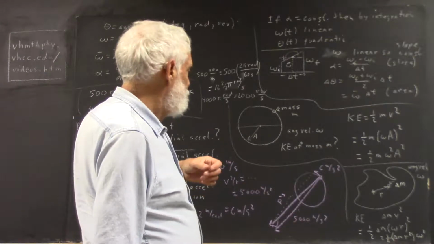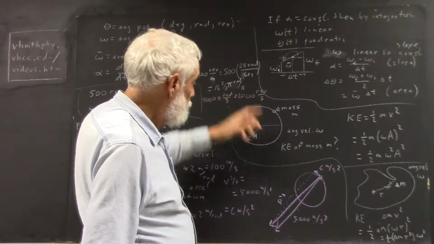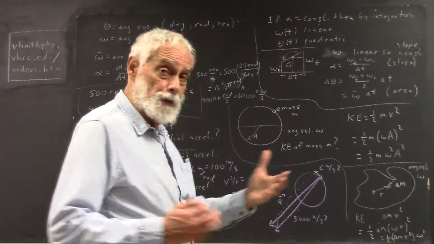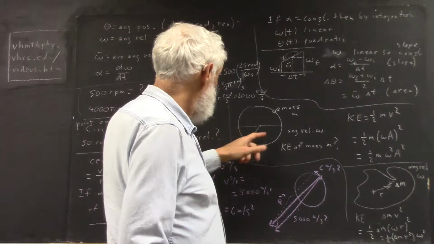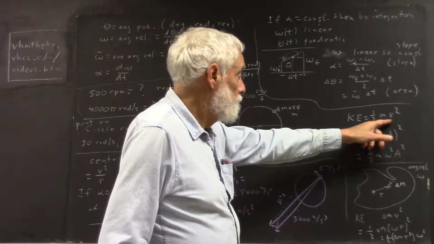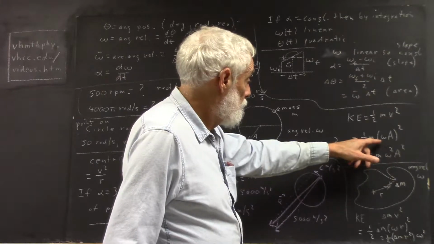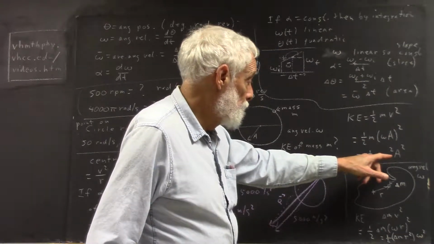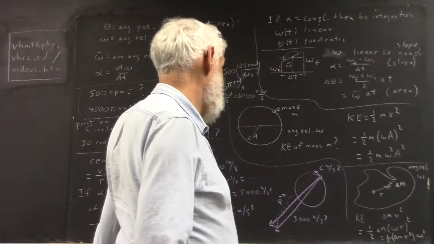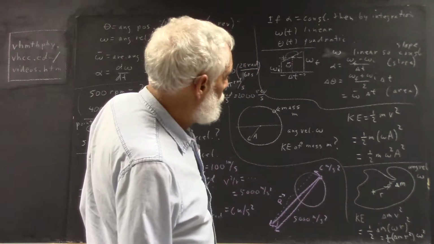The speed of the particle is angular velocity times the radius of the circle, which is something I hope is becoming second nature. So the speed would be v, which would be omega a. Then, simplifying this expression, we find the kinetic energy is 1/2 m omega squared a squared. Okay, so that was easy enough.